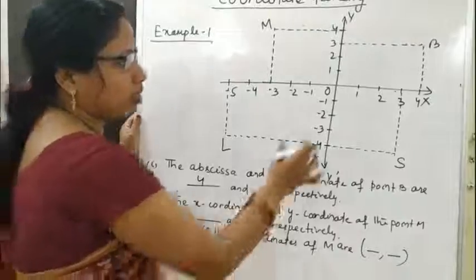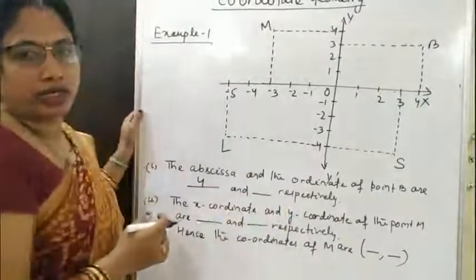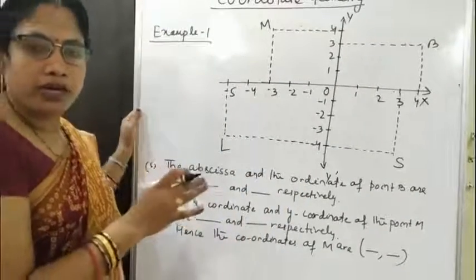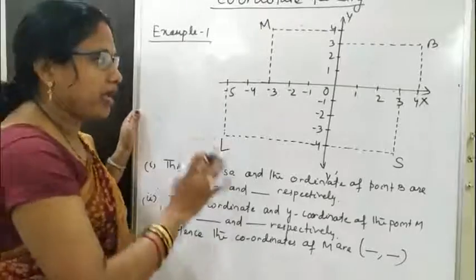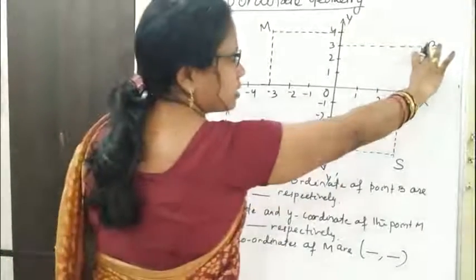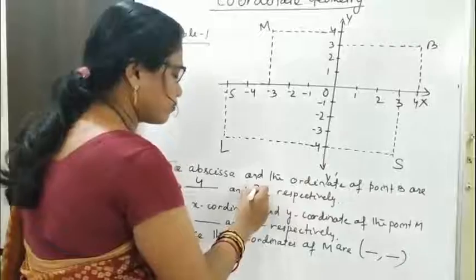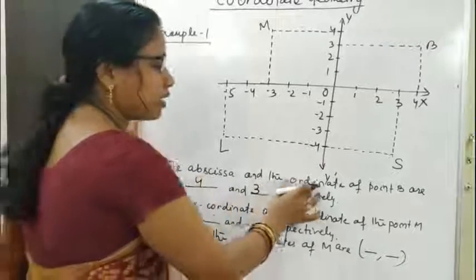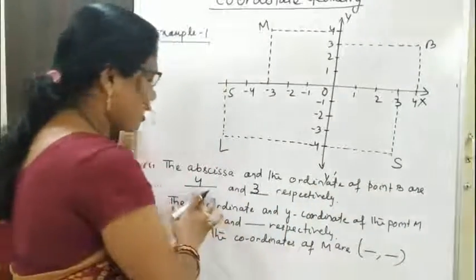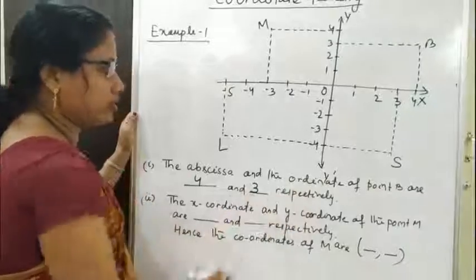And ordinate. Ordinate is the y coordinate. So that is the perpendicular distance of B from the x axis. This distance is 3. So the abscissa and ordinate of point B are 4 and 3 respectively.